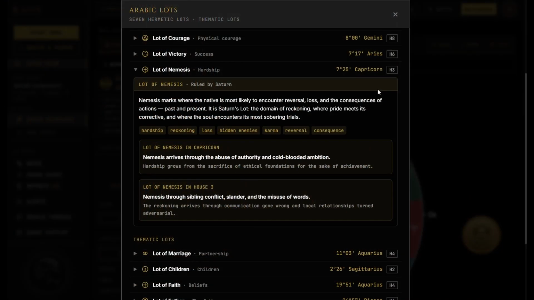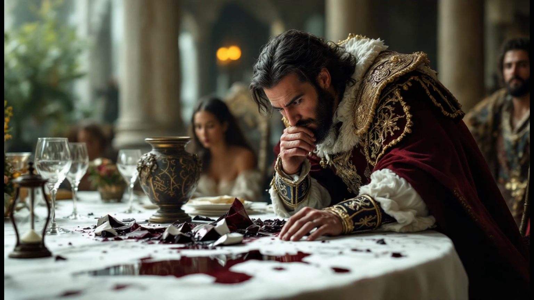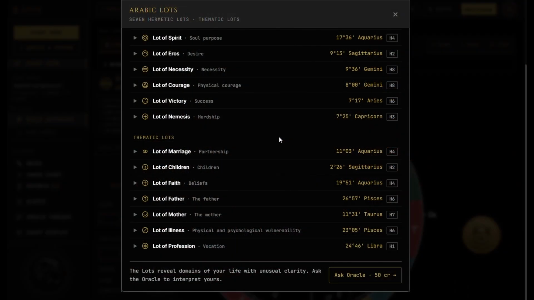The tradition doesn't treat Nemesis as purely unfortunate. It's a place of genuine testing, and the people who understand where their Nemesis falls and work with it honestly often develop the most substantial character through it. But it does show where the reckoning comes from if you ignore it.